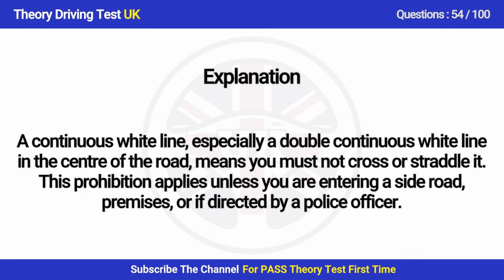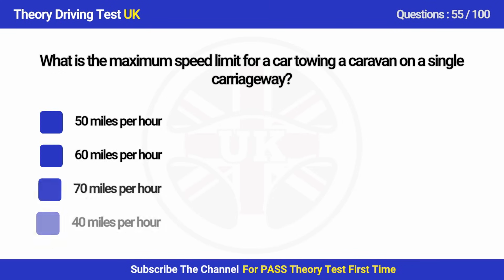Question 55. What is the maximum speed limit for a car towing a caravan on a single carriageway? A. 50 miles per hour. B. 60 miles per hour. C. 70 miles per hour. D. 40 miles per hour.